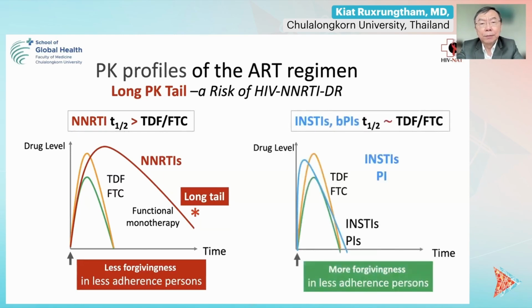In contrast, if we prescribe a triple drug regimen with a similar pharmacokinetic profile, in this case two NUCs with an integrase inhibitor or two NUCs with a boosted PI, you can see that the kinetic tails are so similar that it will allow more forgiveness in less adherent persons.